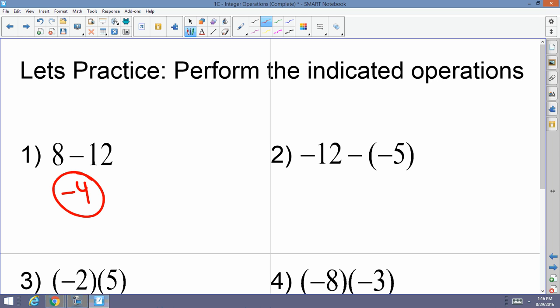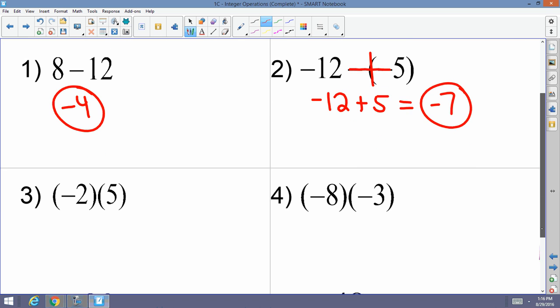Negative 12 minus a negative 5. Well, when I have a minus a negative, this becomes plus, so this is really negative 12 plus 5. Remember, negative times the negative 5 is plus 5. Signs are opposite. You're going to go ahead and subtract as normal and keep the sign of the largest absolute value. So this will be negative 7. I hope you answered that correctly as well.